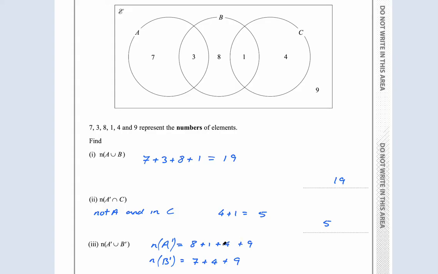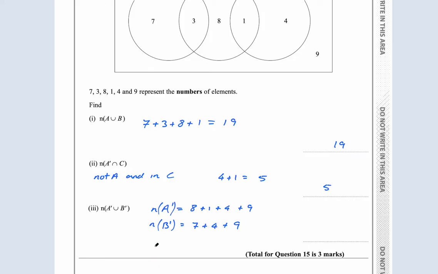So I'm going to add up the number in not A union not B. So it's the union of these two sets. So it'll be the 8, the 1, the 4, the 9, and the 7. And this is 9 plus 4 is 13, plus 7 is 20, plus 9 is 29. So this equals 29. Now some of you, no doubt, will ask, hang on, you said not in A, but you included the 7.